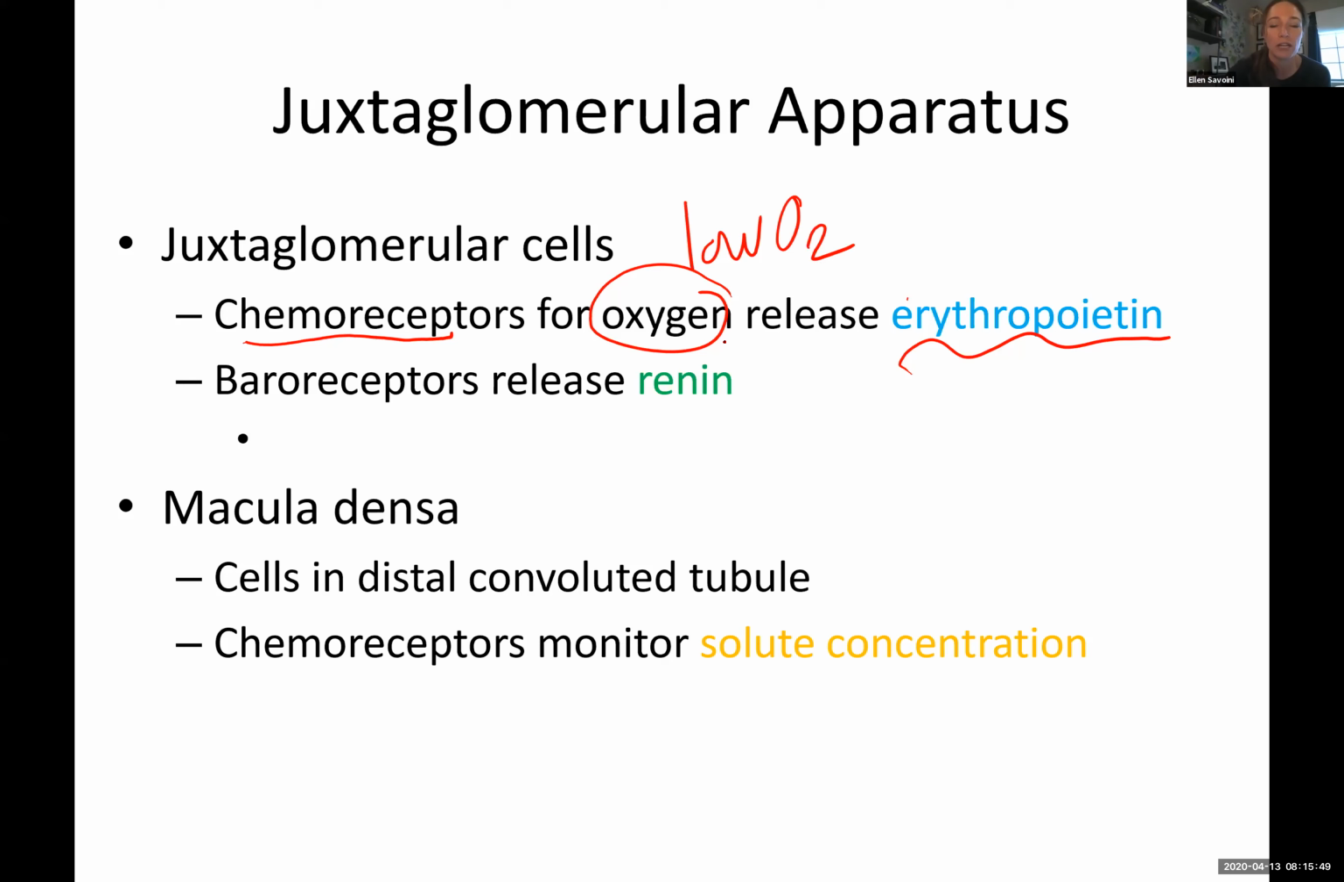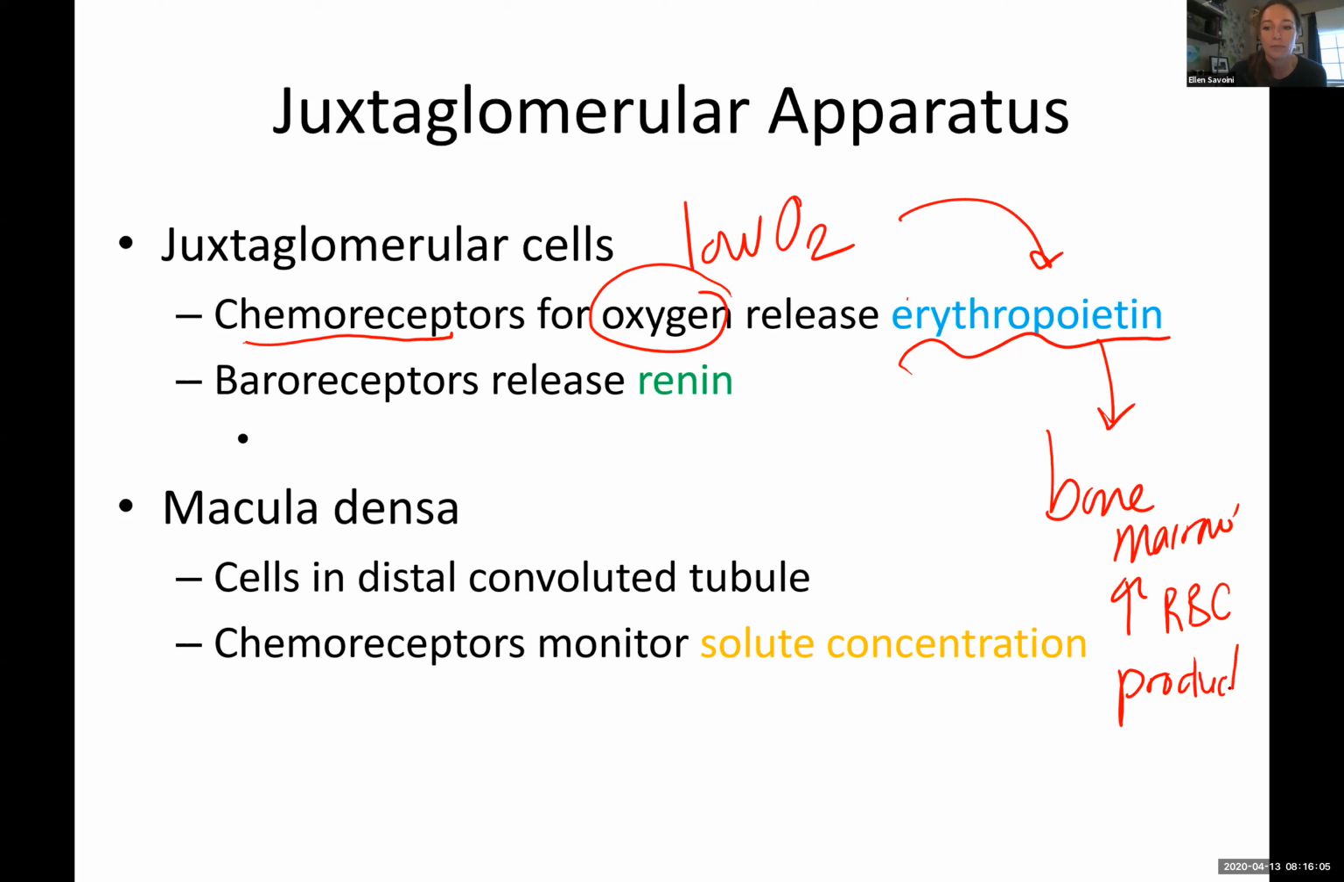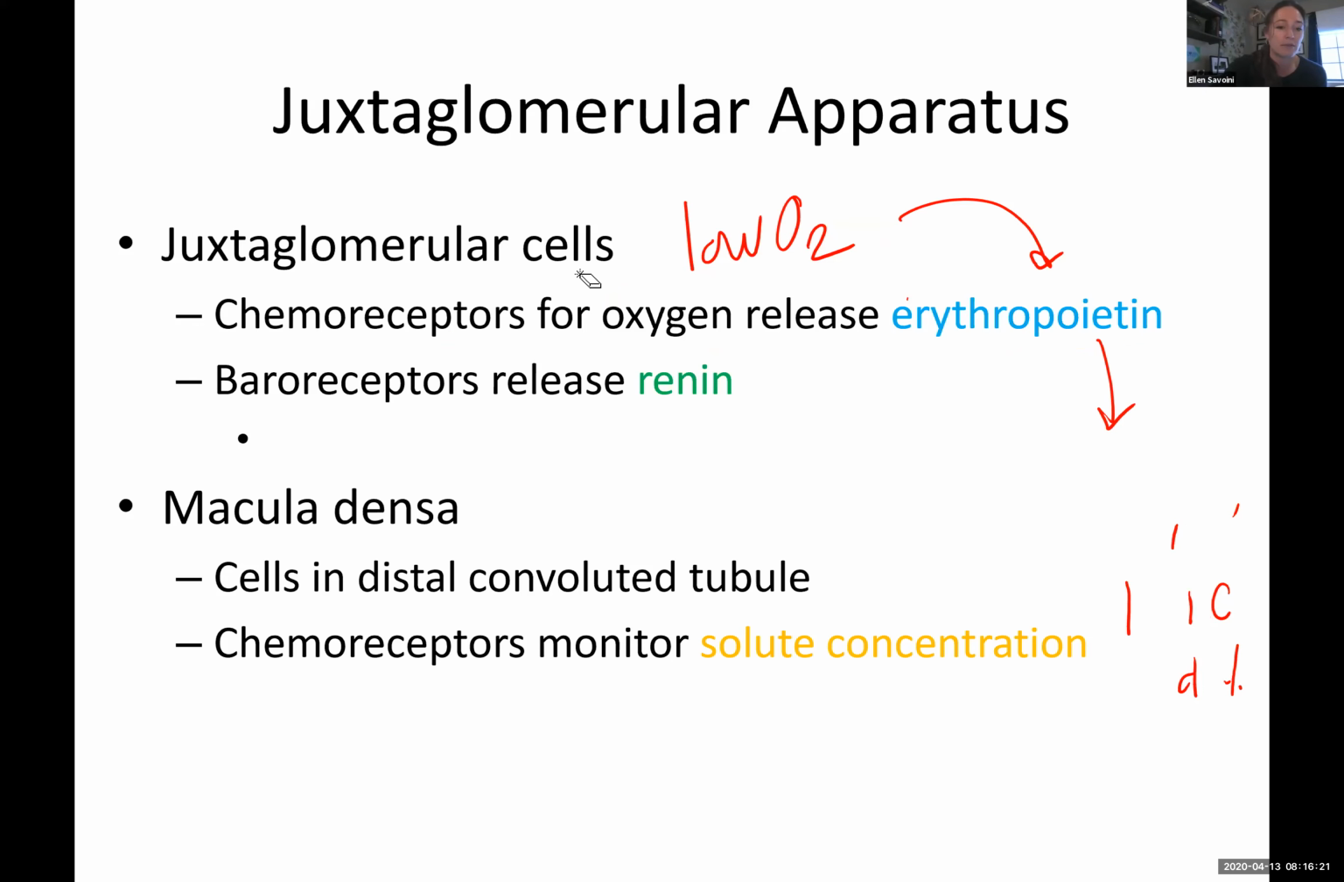All right, so if we have low oxygen, it's gonna release erythropoietin. That's gonna go to the bone marrow, and that will increase red blood cell production. So then that way you can increase your hematocrit or increase your red blood cells because you're gonna be at high altitude or whatever conditions, which is the only natural conditions that you're gonna have low oxygen. Okay. So let's get rid of this.